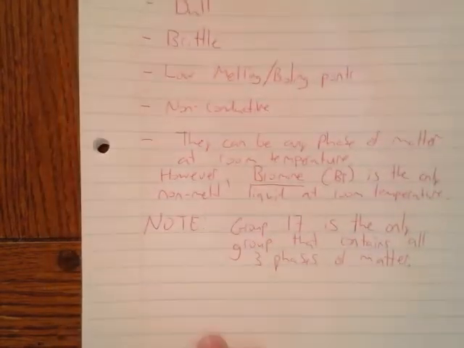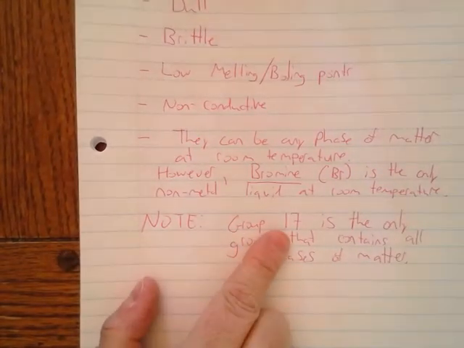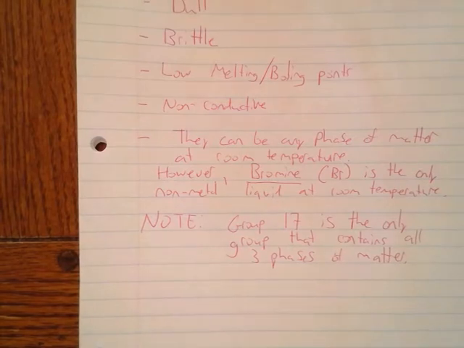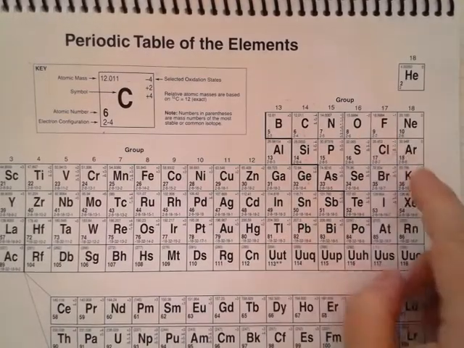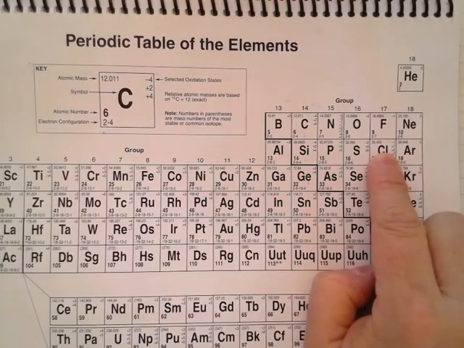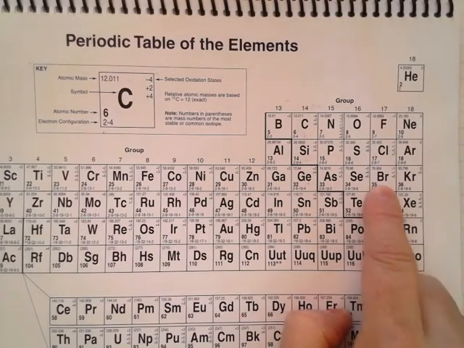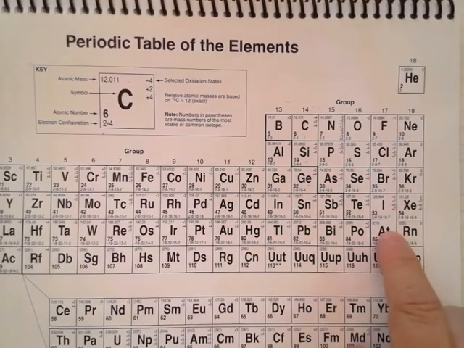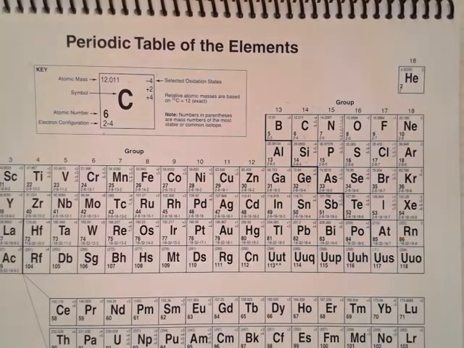Now, as a side note, I'd like to point out that if you look at group 17, it is the only group on the periodic table that contains all three phases of matter. So right here, group number 17, fluorine and chlorine are gases at room temperature. As we already stated earlier, bromine is a liquid at room temperature. And then iodine and astatine are solids at room temperature. So that one group contains all three phases of matter.